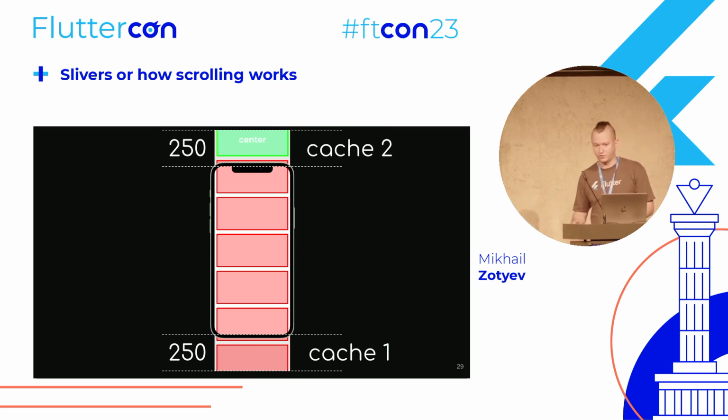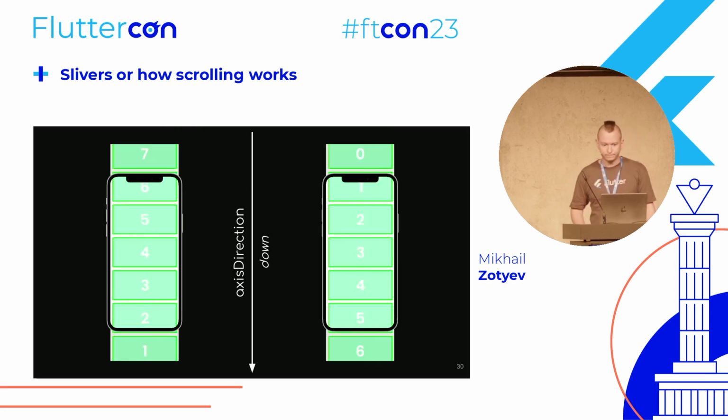And of course, it's not only creating. When our sliver leaves the visible part, we cannot destroy it immediately because we have this caching area, and this makes our scrolling smooth. In general, each side of our viewport is a visible part and two cache areas.